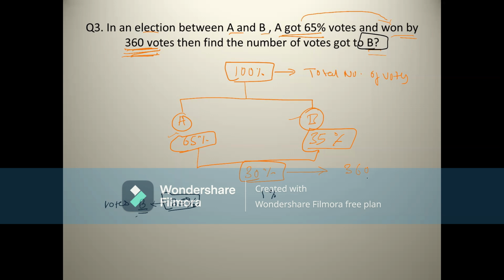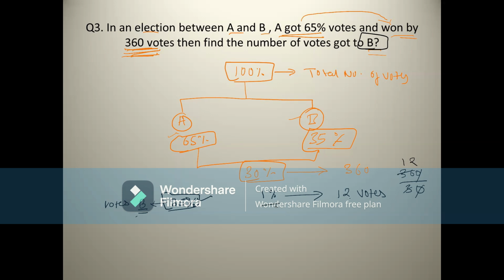The value of 30% is 360. To calculate the value of 1%, what will you do? You will just divide this 360 by this 30. So you will get the value of 1%. 3 ones are 3, 3 twos are 6. So the value of 1% is nothing but 12 votes. Yes or no? So what do you want? You want the value of 35%.